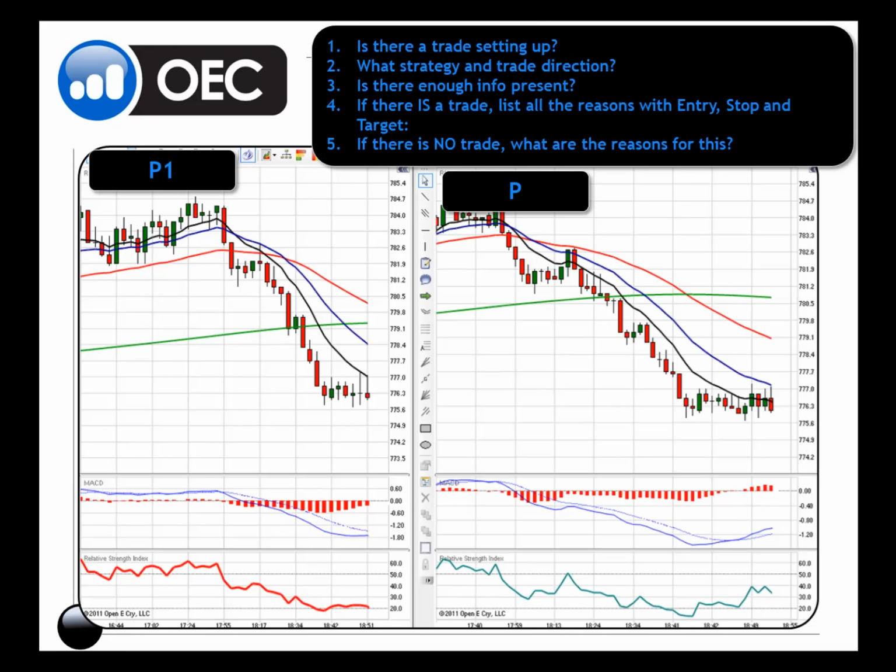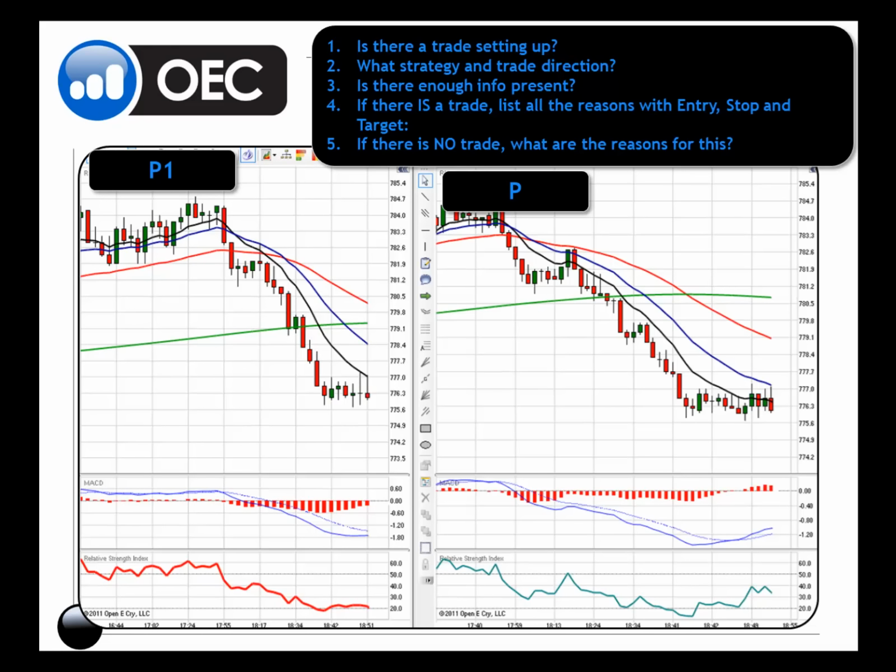Okay, so let's walk through this one together and see how you did. How many ingredients can we find on either of these charts? There is a good downtrend on P and P1, both charts. Okay, we have successive lower highs, lower lows. We have pullbacks to price resistance levels, a series of small candles, some very predictable price action. The moving averages are fanning out nicely on both charts. Okay, they're evenly spaced out.